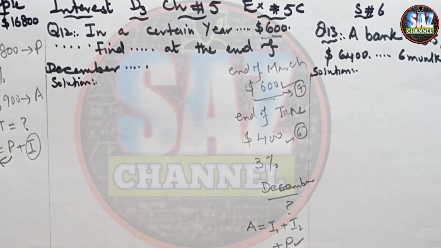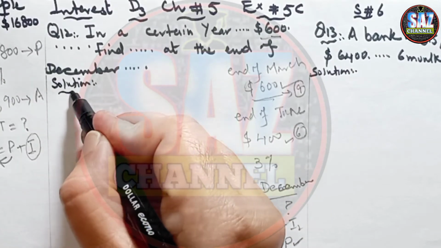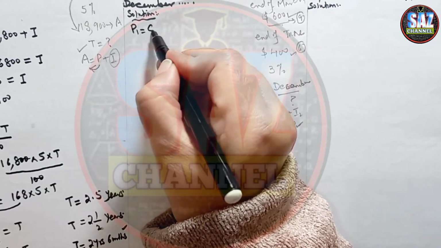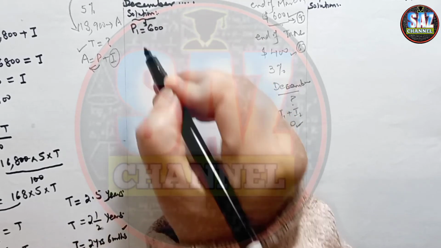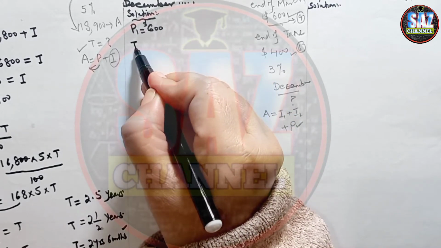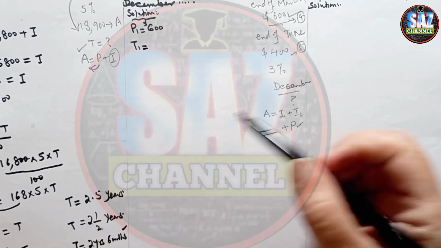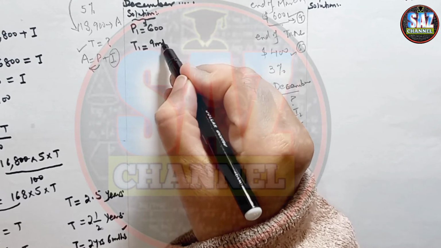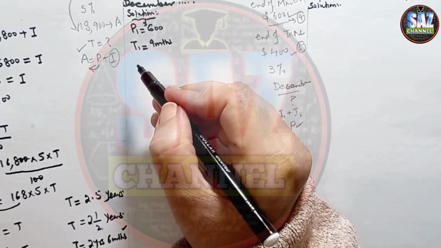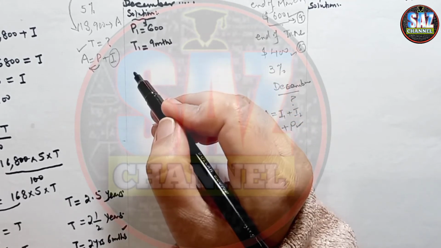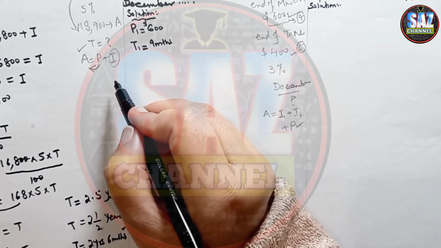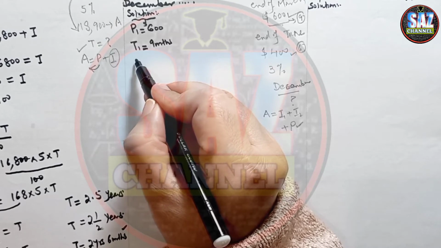Okay, let's move to the solution of the question. For I1, P1 is $600 and the time period for this investment is 9 months. Why 9 months? Because he is keeping this investment until the end of March. The interest rate is 3%.